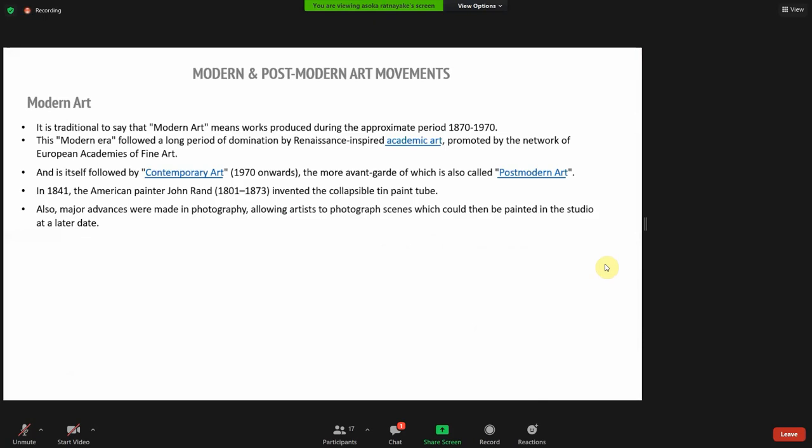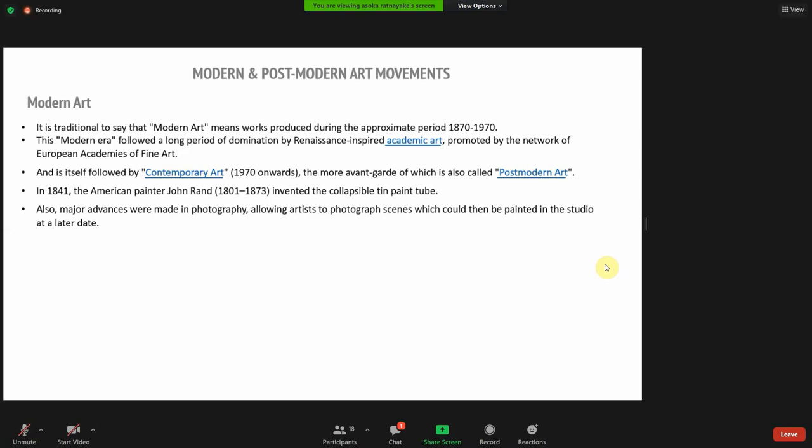So today the art movement continues. After the Renaissance era, we are moving on to modern and postmodern art movements. The word modern actually means up to date, very new. But in art movements, traditionally, modern art means after the Renaissance period, approximately 1870s to 1970s. This is a very rough time frame.